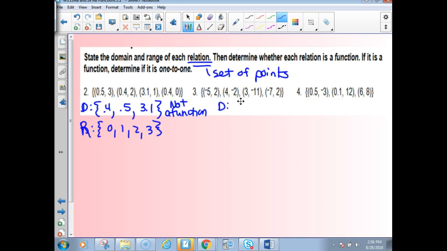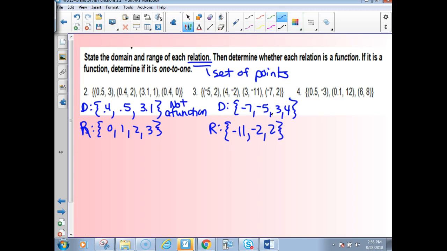Number 3, domain. X values, the smallest is -7. The next one, -5, 3, and 4. There are 4 points, and none of the x values are repeated, so it is a function. I'll jot down the range first, and then we'll write those answers. The smallest number in the range is the -11, then -2, and 2, and 2 is repeated, so you don't need to write it twice.